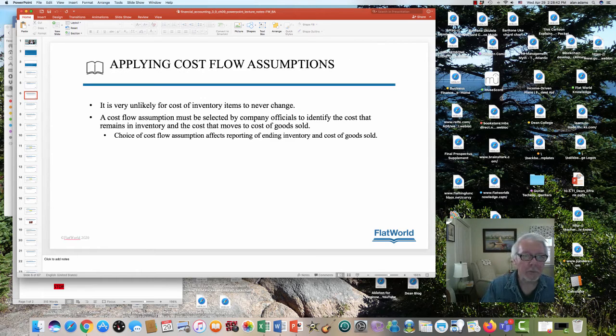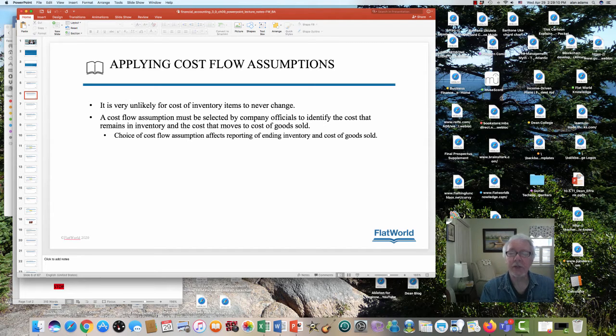We call that the cost flow assumption. It's very unlikely that the cost of your inventory items will not change. In all likelihood, they will. Sometimes they'll fluctuate, go up, go down. In the 1980s, we saw a period of deflation. That's very rare. Usually, prices will tend to go up, sometimes by a lot, sometimes by a little bit, but they will change.